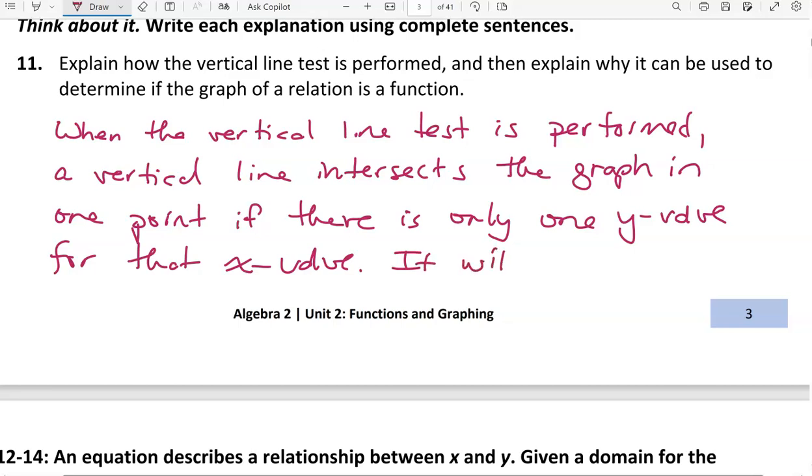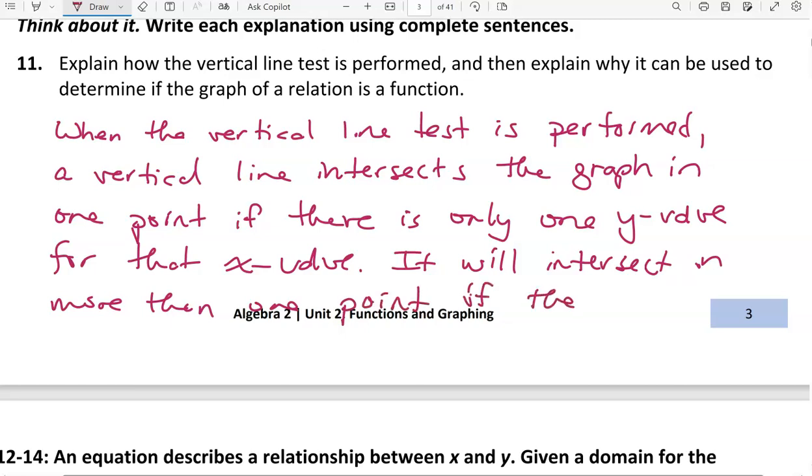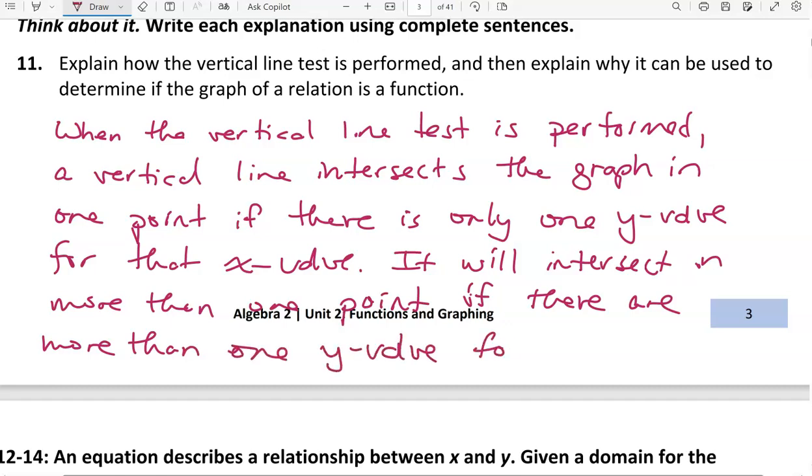It will intersect in more than one point if there is, or there are, more than one y value for that x value.